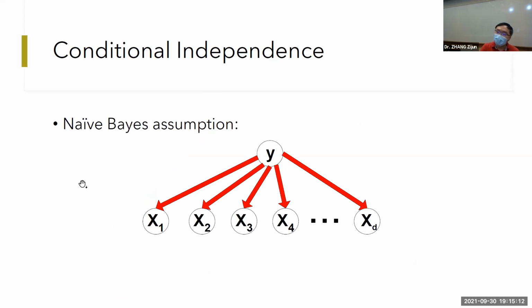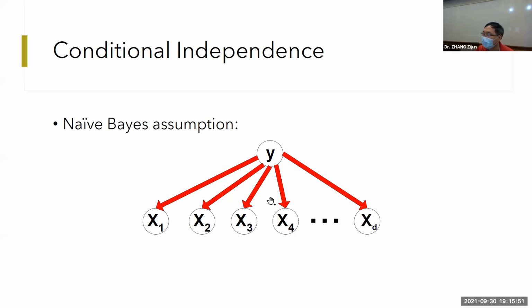So based on the conditional independence, we can also apply the naive Bayes assumption into the computation. Remember, what is the naive Bayes assumption? So in this figure, we can see that Y is the parent of X1, also parent of X2, of X3, of X4, as well as of XD. So X1, X2, X3, X4 to XD, they are at the same level. So they are conditionally independent.